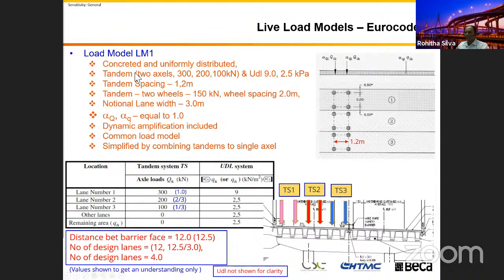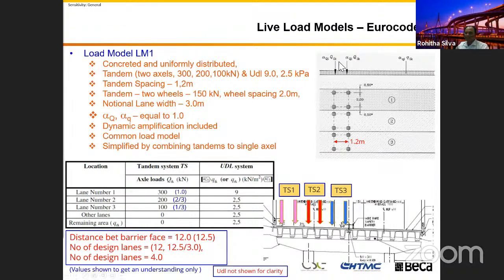If I conclude this one, we got a concentrated and uniformly distributed load. You got a tandem, 2 axles, with axle weights 300, 200 and 100 kilonewton. You got a UDL, it varies from 9 kPa to 2.5 kPa. The axle spacing in the tandem is 1.2, and the wheel spacing is 2 meter, but your notional lane or your design lane width is 3 meter.